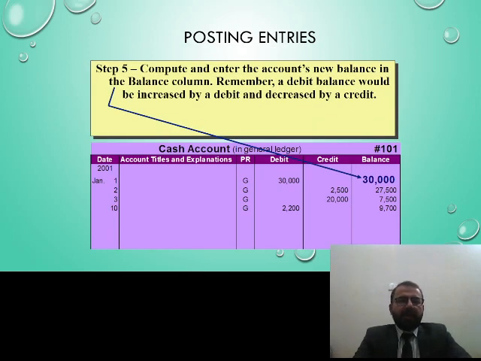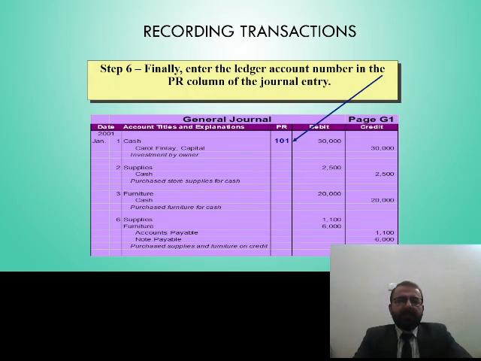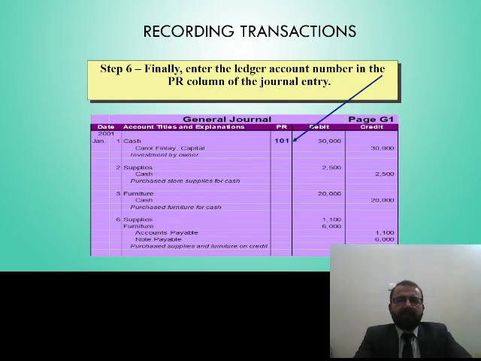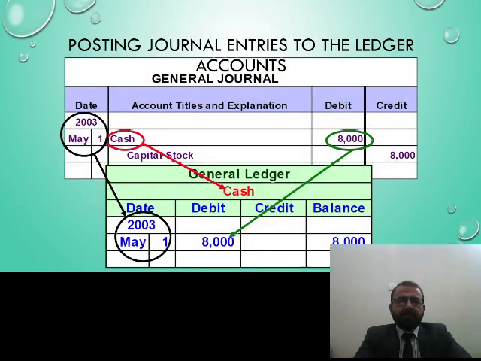Step 5. Compute and enter the account's new balance in the balance column. Remember, a debit balance would be increased by a debit and decreased by a credit. Step 6. Finally, enter the ledger account number in the post reference column of the journal entry.